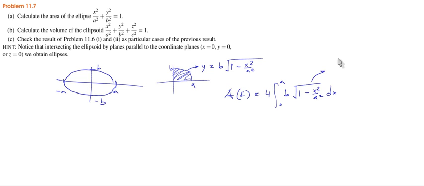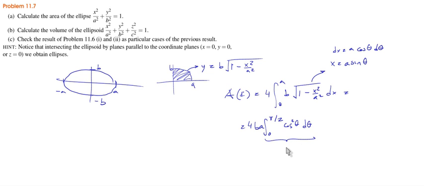And as usual, we change the variable. x equals a times the sine of theta. And so we have 4b times the integral between 0, when x is 0, sine is 0, and a is pi halves. And then we have the square root of this, which is the cosine, and then dx is a times the cosine of theta d theta. So we have cosine squared, and the a goes here, d theta.